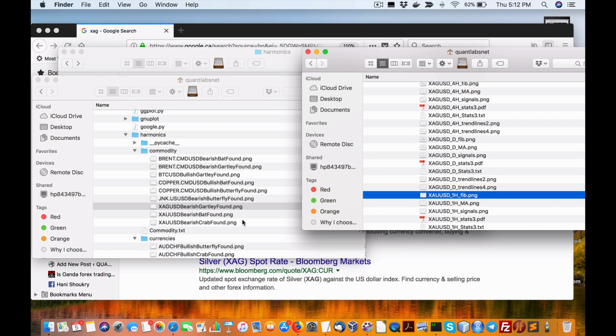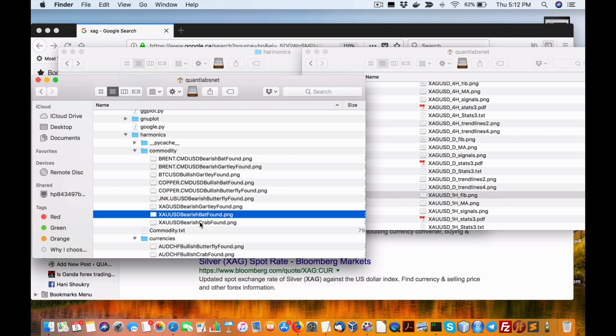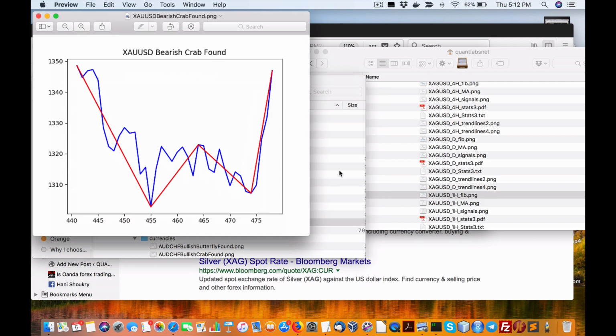Okay, so let's look at the XAU. So we have a couple of different patterns. Like I said, it doesn't really matter.